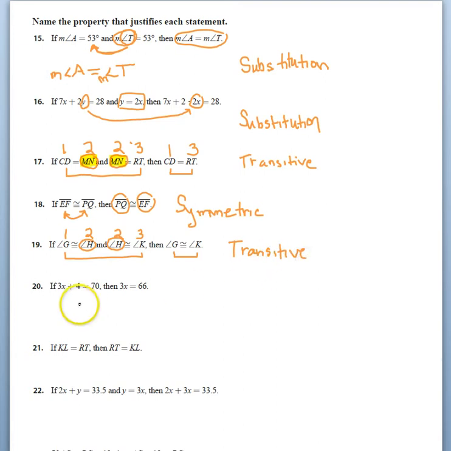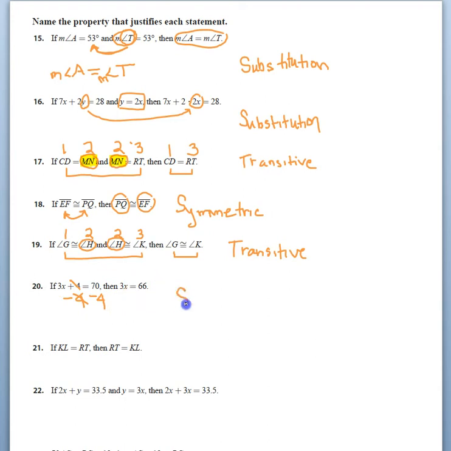Okay, number 20. If 3x plus 4 equals 70, then 3x equals 66. Okay, this one's a little trickier. It's not quite like the other ones we've talked about so far, but it's actually easier in a sense because you've done this way back in algebra. Just ask yourself, how would I get from 3x plus 4 equals 70 to the equation 3x equals 66? Well, if you were back in algebra and you said, okay, I'm going to solve this for x, you'd subtract 4. I would subtract 4 from each side of that equation. This 4 and this 4 would cancel, and then 70 minus 4 gives me the 66 over here.